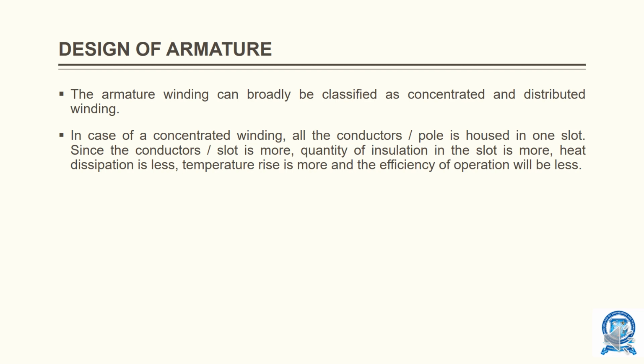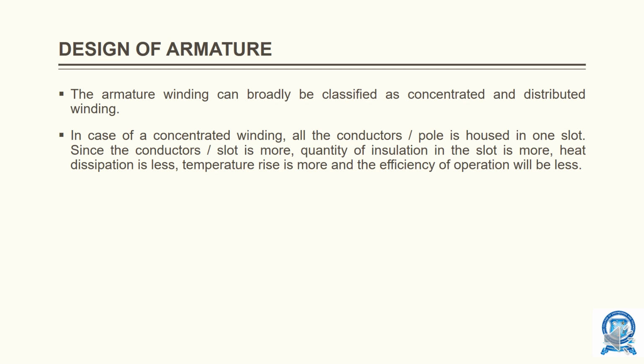The design of armature core involves the design of main dimensions D and L, the number of slots, slot dimensions, and depth of core. The design of main dimensions has been discussed in the output equation. So now we are going to discuss in detail about the number of slots, slot dimension, the depth of core, and the armature winding. Let us discuss in detail about this.